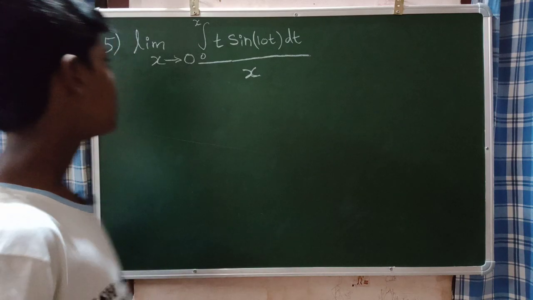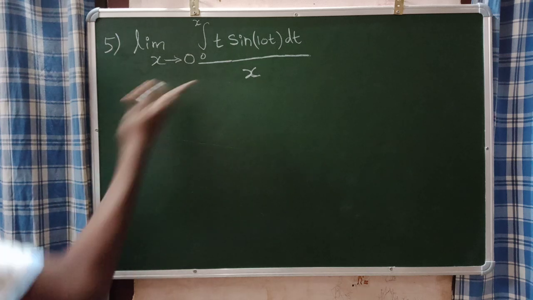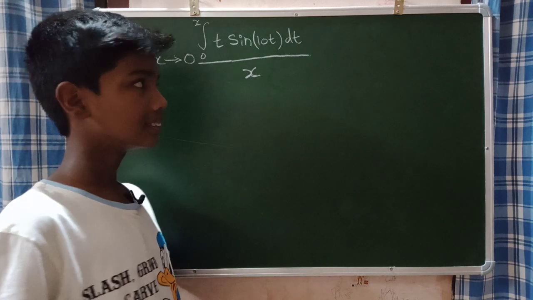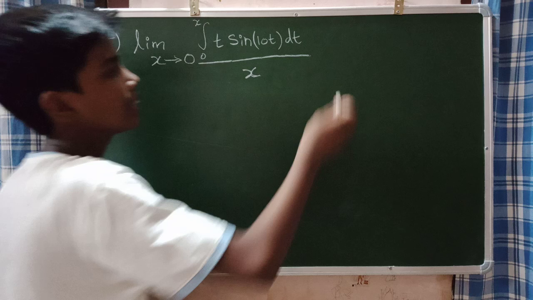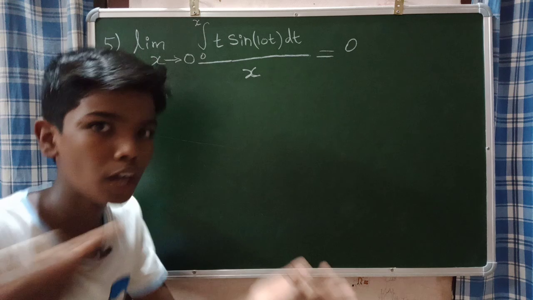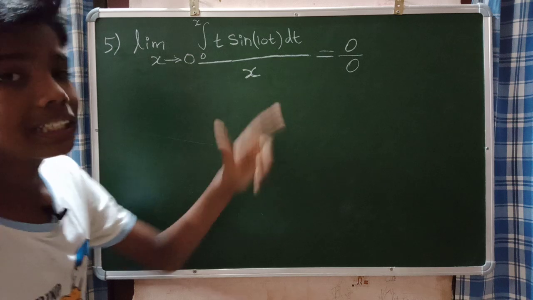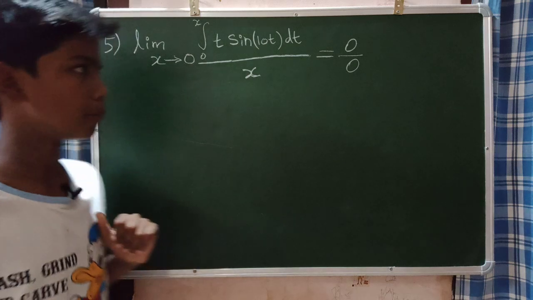Our next question is limit of x tends to 0 of integration of t sin 10t dt from 0 to x, divided by x. The first thing that everyone will think is we need to put 0 in place of x. When you put 0 in place of x, the upper limit will be 0, so the numerator will be 0, and the denominator will also be 0. So we get 0 by 0, which is an indeterminate form.